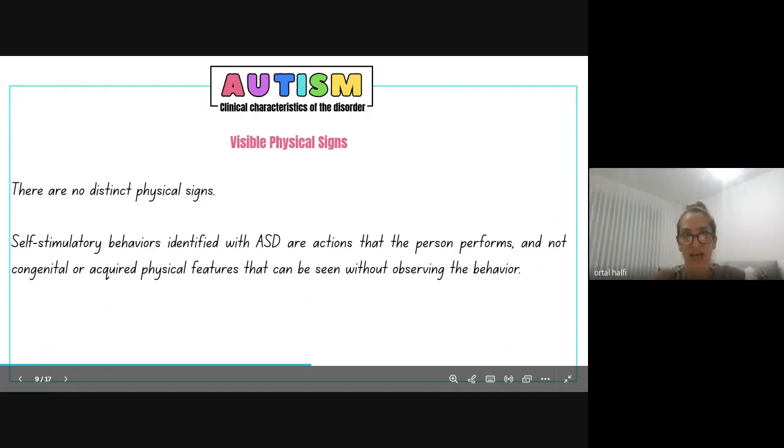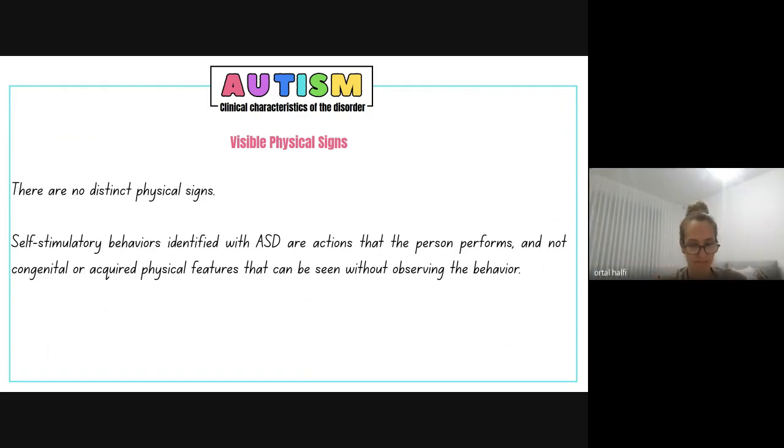Visible physical signs. Well, there are no distinct physical signs. Self-stimulatory behaviors, defined with ASD, are actions that the person performs, and not congenital or acquired physical features that can be seen without observing the behavior.